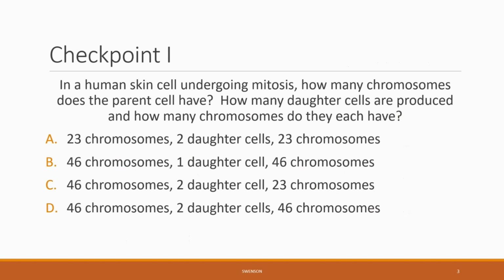Checkpoint 1. In a human skin cell undergoing mitosis, how many chromosomes does the parent cell have? How many daughter cells are produced? And how many chromosomes do each daughter cell have?